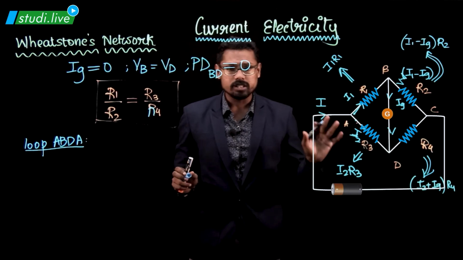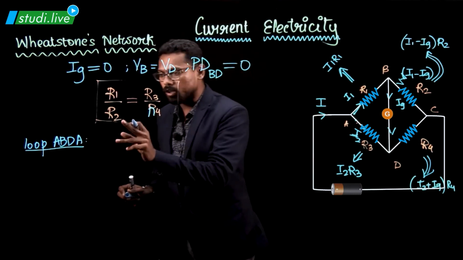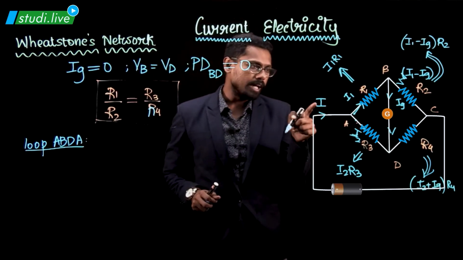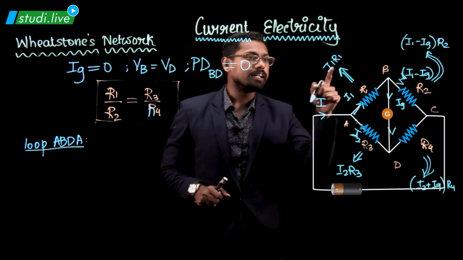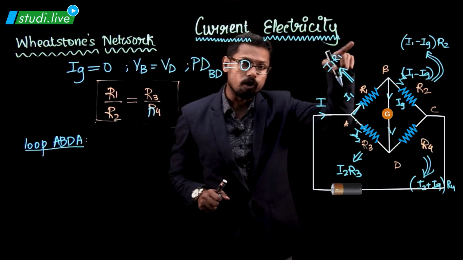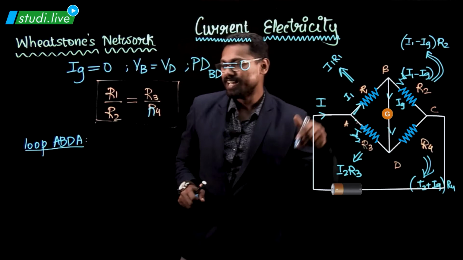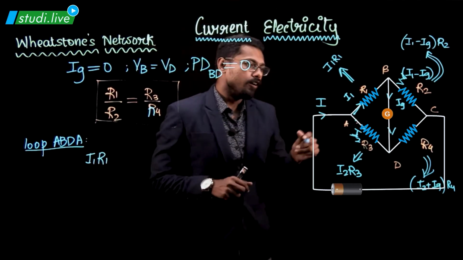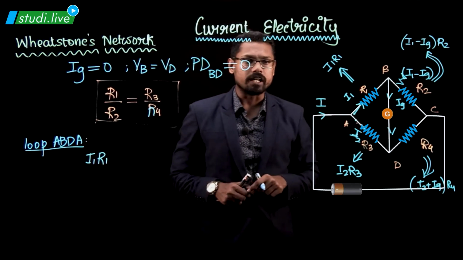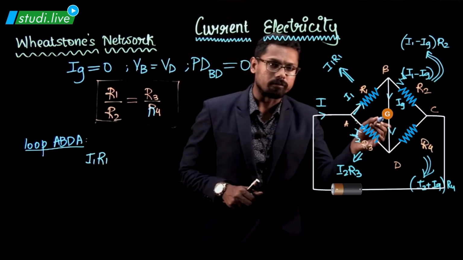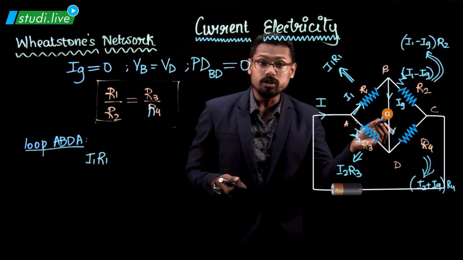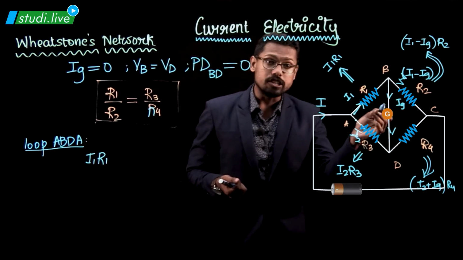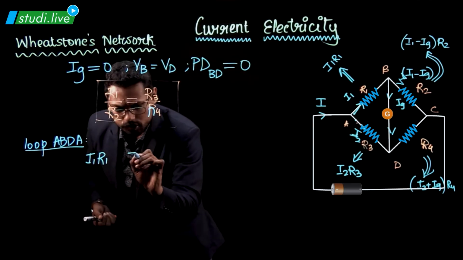Once you have understood this, what should be my next step? Working on this loop. Let's walk from A to B. Along AB, there is only one potential difference, and it is I1 R1. From B to D, how much is my potential difference? Ig into G. We know that potential difference is equal to I into R. Therefore, it is Ig into G. I'll just write the potential differences.